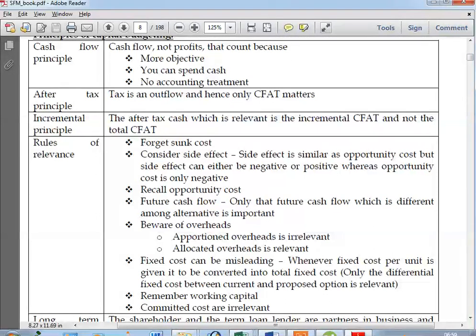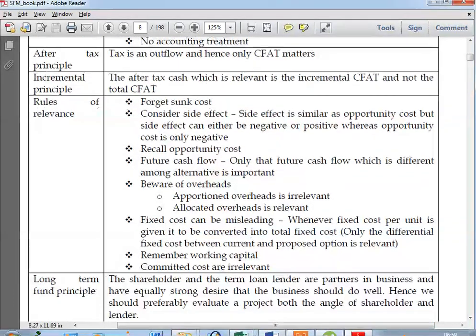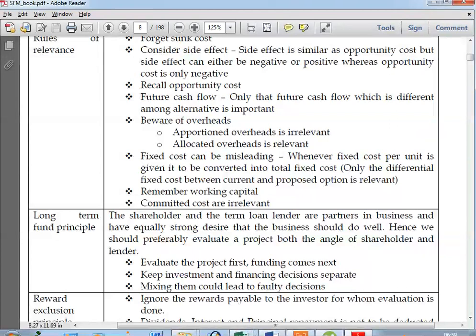I'll come to working capital. Whenever it is fixed cost, be very careful. Per unit is of no use to us. Always work with total fixed cost. We never work with per unit fixed cost. I'll come to the long-term fund principle in some time. I'll have a separate section on this.